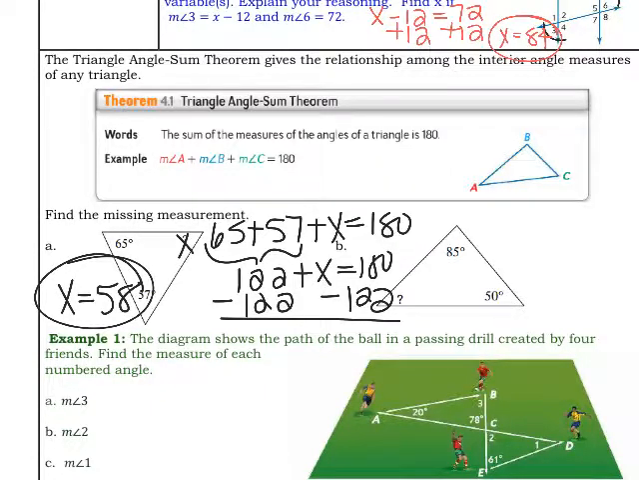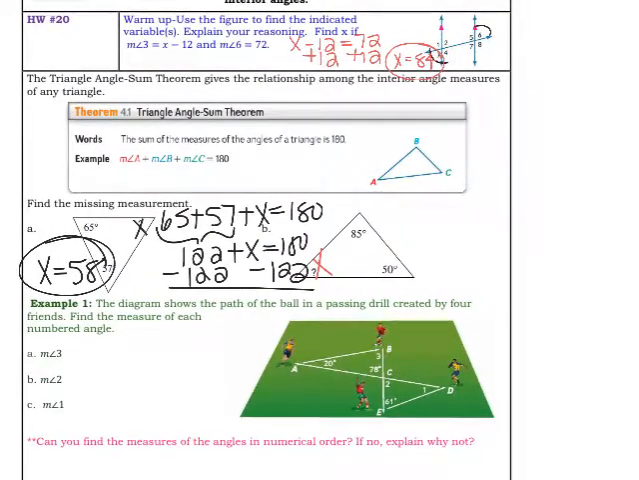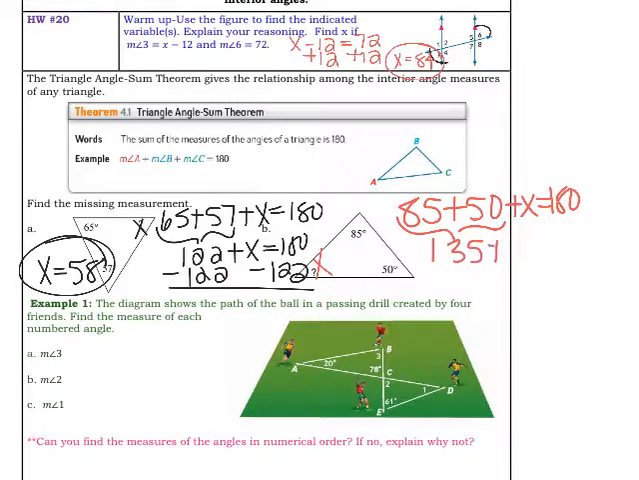Okay, let's try it again one more time together. Looking at the one on B, again, you can put your X there to make you feel a little more comfortable. Take all three angles, add them and set it equal to 180. So 85 plus 50 plus X equals 180. Combining like terms, that gives me 135 plus X equals 180. And what else can we do? Subtract 135. And what's our difference? 45. X is 45.